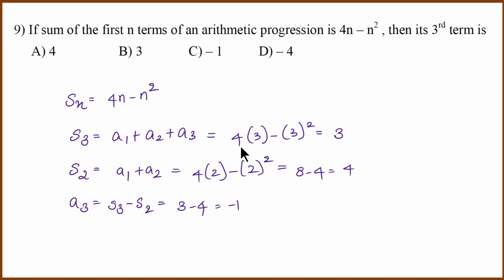If you substitute, you can find that the sum of three terms is 3, the sum of two terms is 4. So if a1 plus a2 is 4, and then if you add a3, it becomes 3. That means a3 has to be minus 1. So the sum of three terms minus the sum of two terms is the third term, that is minus 1. Correct answer, minus 1.